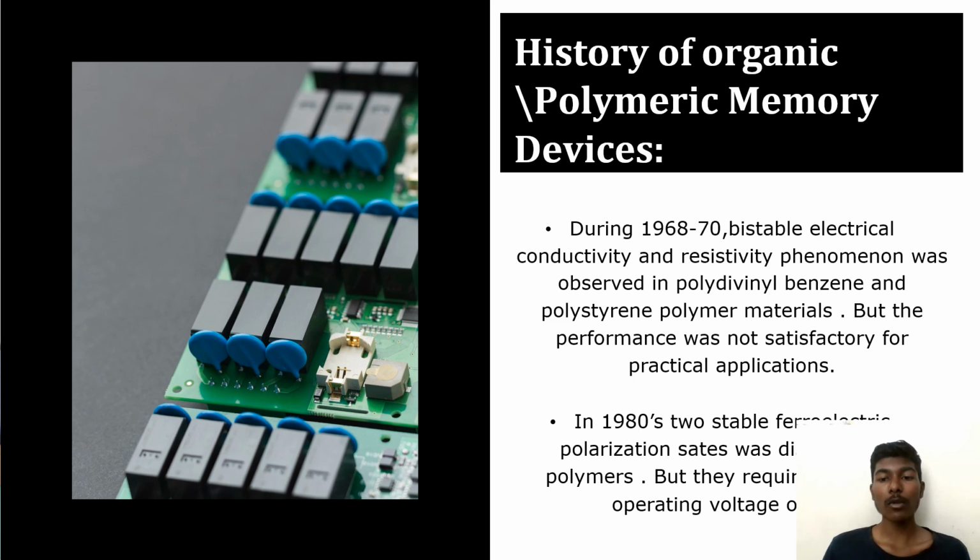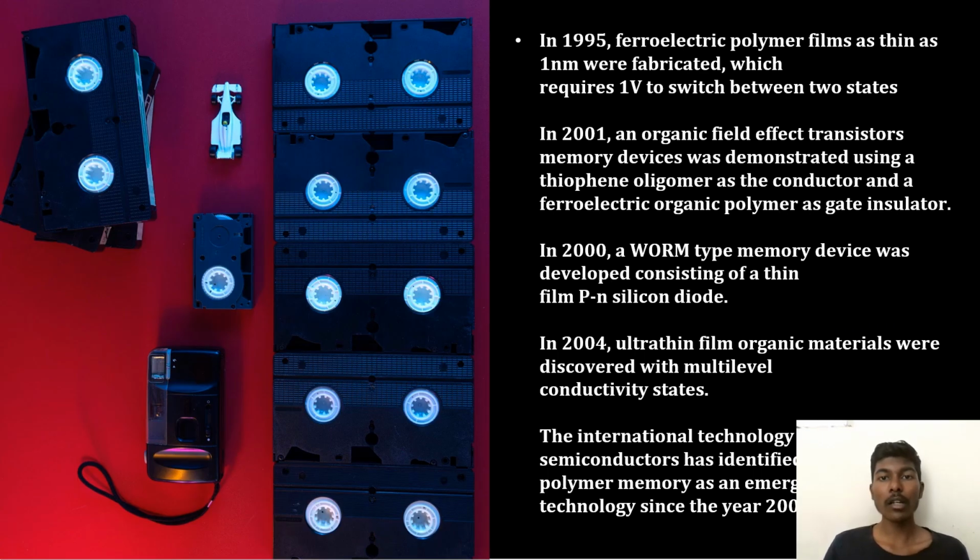In the 1980s, two stable ferroelectric polarization states were discovered in polymers, but they required a very high operating voltage of 30 volts. In 1995, ferroelectric polymer films as thin as 1 nanometer were fabricated, which require 1 volt to switch between two states. In 2001, an organic field effect transistor memory device was demonstrated using a TF1 oligomer as the conductor and a ferroelectric organic polymer as gate insulator.